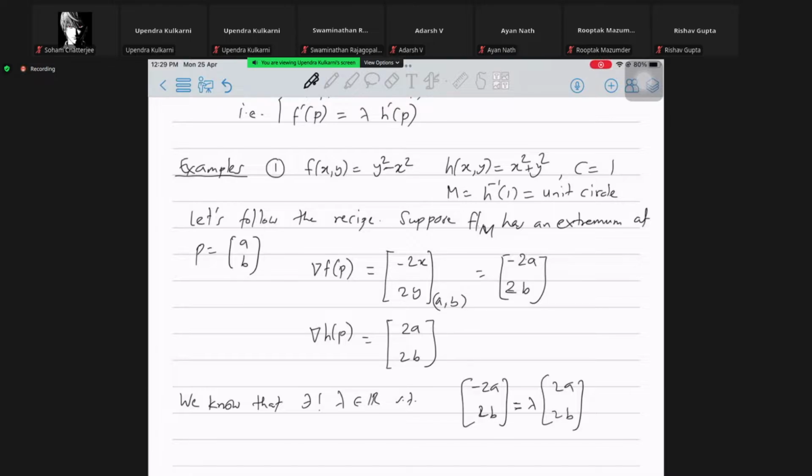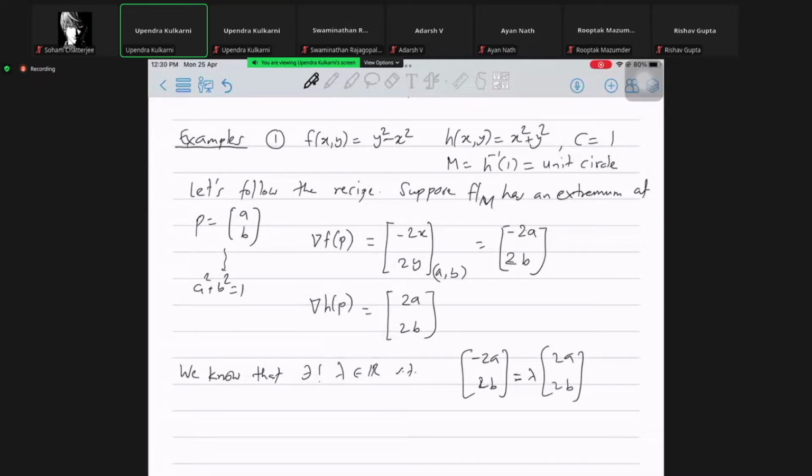Okay, so you're using the theorem to argue this. But notice that a and b cannot both be 0. Why? Because P belongs to H inverse of C. Remember, we are doing the optimization subject to the constraint that the point P be on the circle. So a squared plus b squared has to be 1. So let me write this over here: a squared plus b squared is equal to 1. So this is not possible.